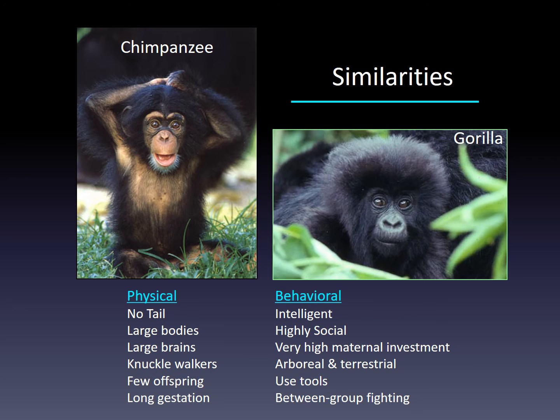They produce few offspring at a time with a long period of dependency. Behaviorally, they're both intelligent. They're very social creatures. They live in groups. They have a lot of maternal investment. So mom sticks around to raise the baby for years, just like humans, although not quite as long as humans. They can both live in forests and on the ground. They use tools, and there's been observations in the wild of groups of gorillas fighting with other groups of gorillas. Similarly, in chimpanzees, there are different factions of chimps that war with one another.